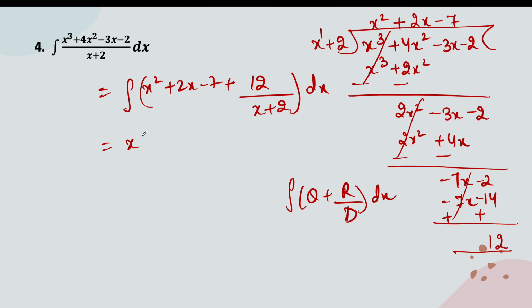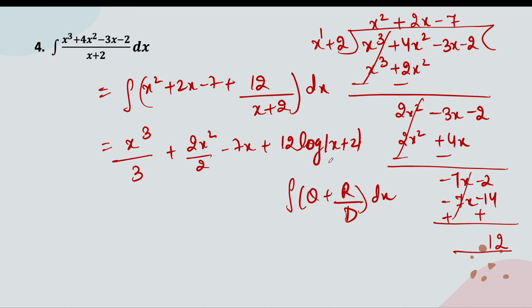So I'm just going to write the final answer now. I'm not going to write the formulas. I think how I am applying the formulas is very much clear to everyone. So x to the power 3 upon 3 plus 2x square upon 2 minus 7x plus 12 log x plus 2. If you want you can write the coefficient of x in the denominator, that is 1. I'm not going to write it because it's easy to understand. Cut this 2 and this is your final answer.